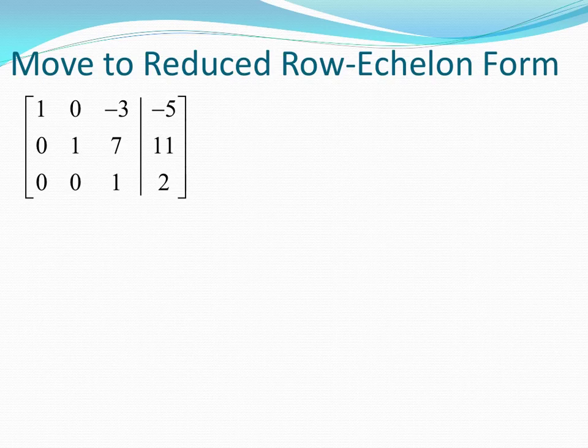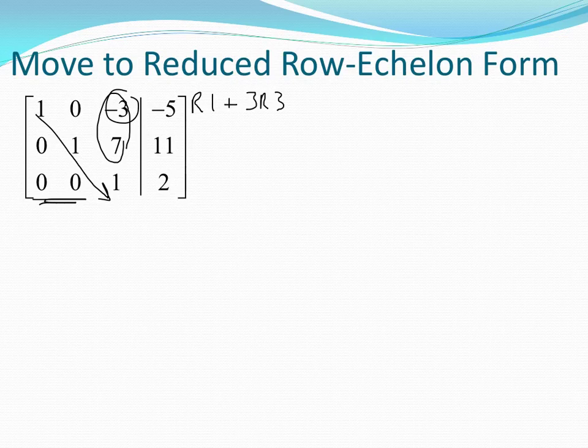By doing that, notice that we have leading 1s doing the stair step. We have all zeros below those leading 1s, but we still have a couple of non-zeros above our last row's leading 1. So we need to do a couple more row operations on row 1 and row 2 to get rid of those two coefficients. So for row 1, I'm going to take row 1 and add it to 3 times row 3. That's to eliminate the -3. To eliminate the 7, I'm going to take R2 and subtract 7 times row 3.